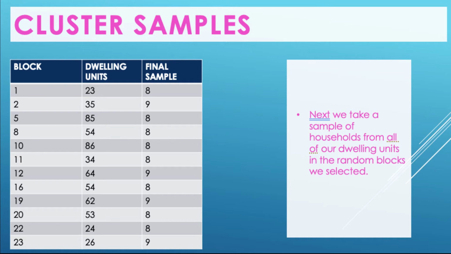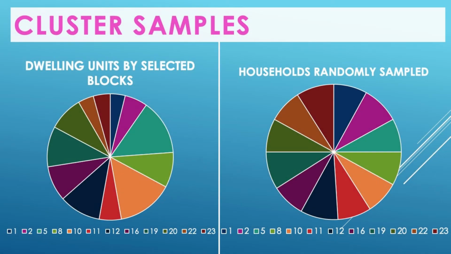So block 1 has a total of 23 dwelling units, but ultimately what made it into our sample? 8 cases. Block 2 has a total of 35 dwelling units, but we took a perfect proportionate sample of that from the 35. 9 made it into our final sample over and over and over again. And if you added up everything from this column, it would equal 100, which is our desired sample size. And there's all kinds of things that you can do to make sure that this is the best method that you could possibly do for sampling of your population of interest.